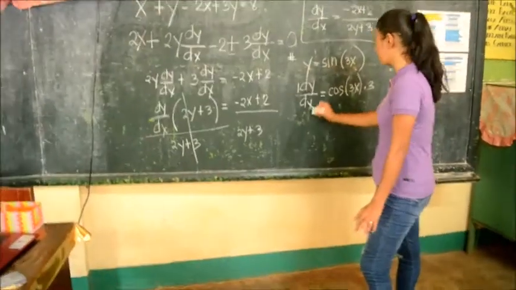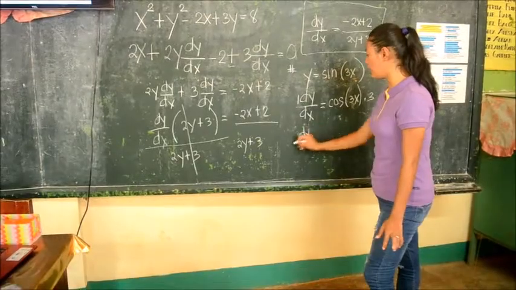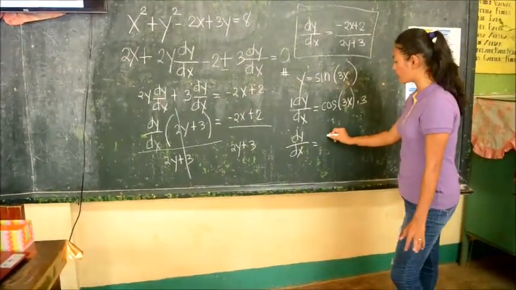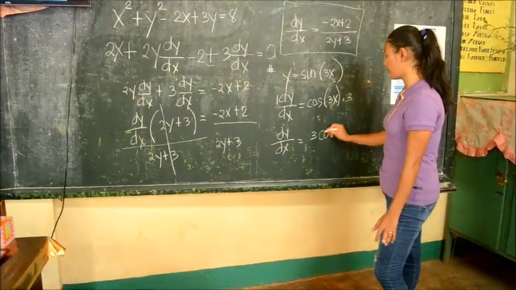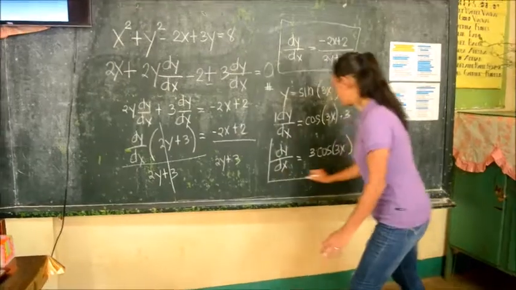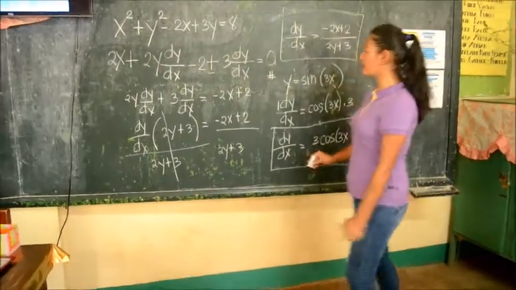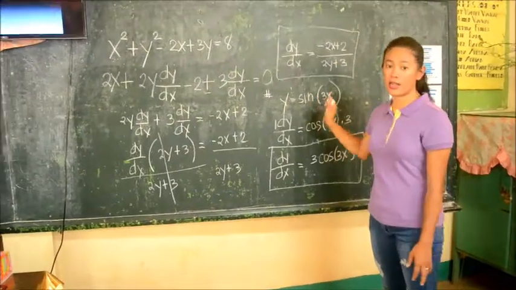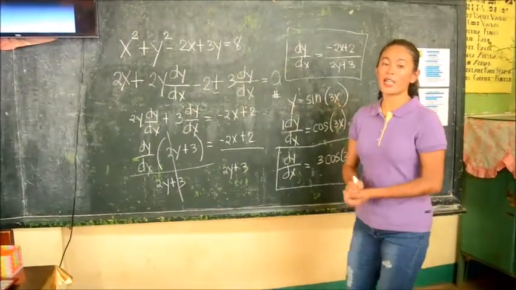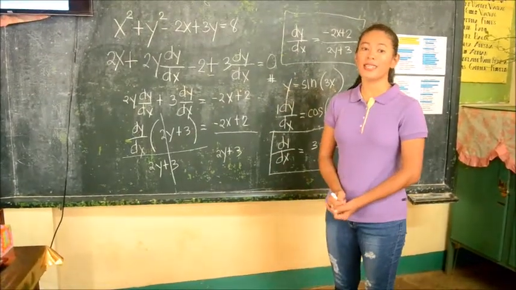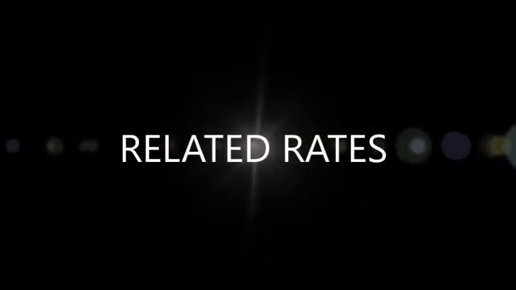Okay. So, the final answer is dy over dx is equal to 3 times cosine 3x. That's the final answer of this equation, y equals sine 3x. I hope you learned from our example for today, or my example for today. Thank you.